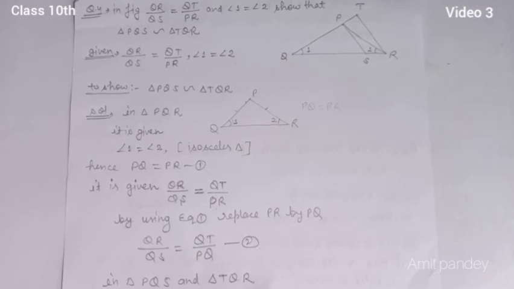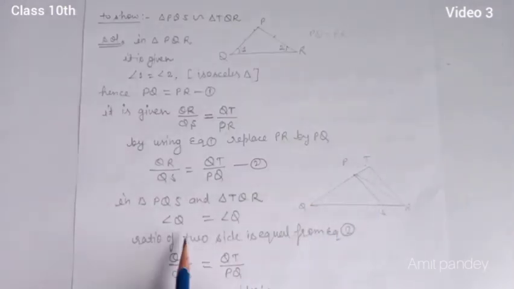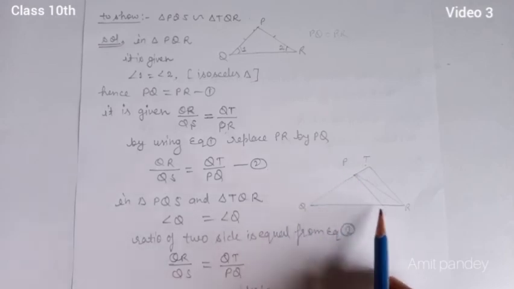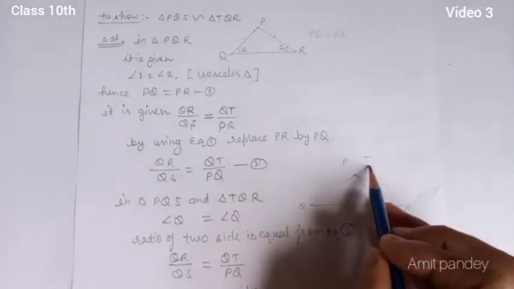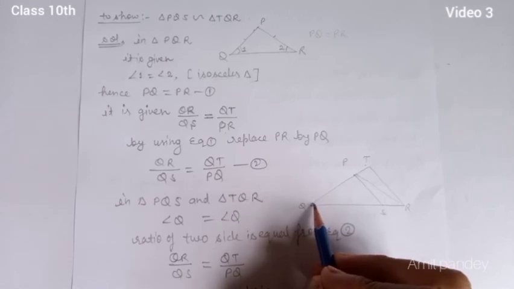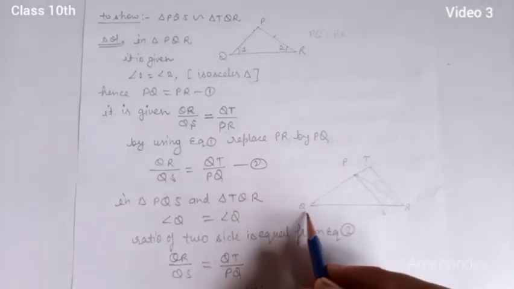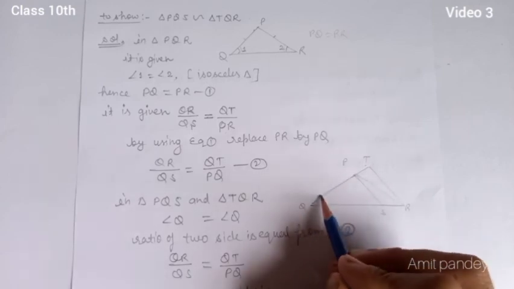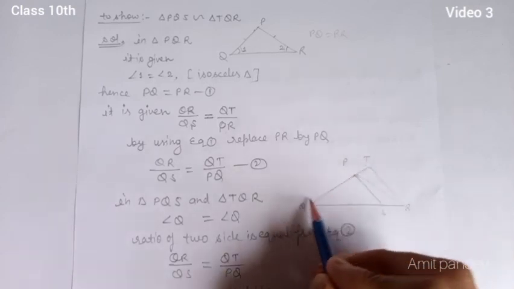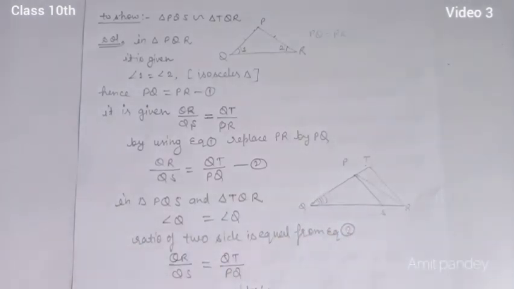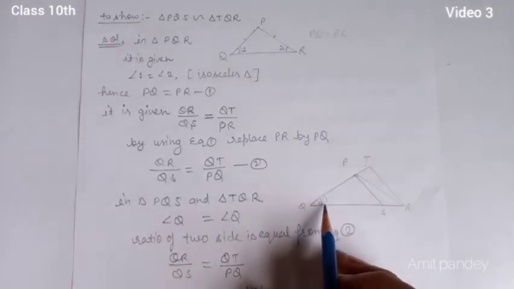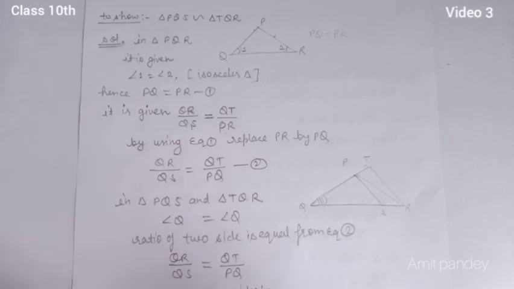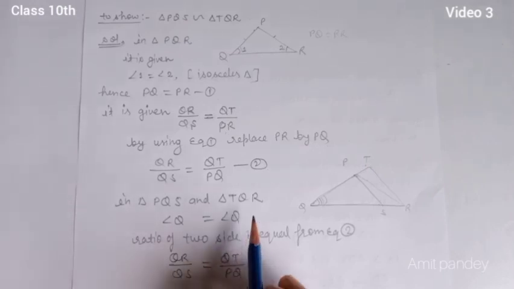Okay, so students, now check in this figure. In triangles PQS and TQR, what is common? One triangle is this, another triangle is the whole. So this angle is common in both triangles, angle Q. In PQS and TQR, angle Q is common. So one thing is common, and as you know, we need 3 pairs to make two triangles similar. One angle is given equal.